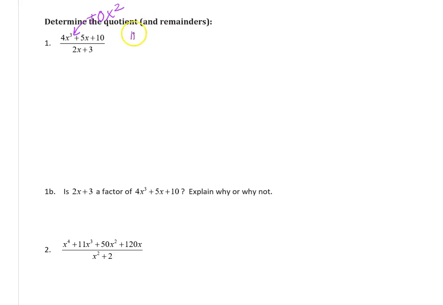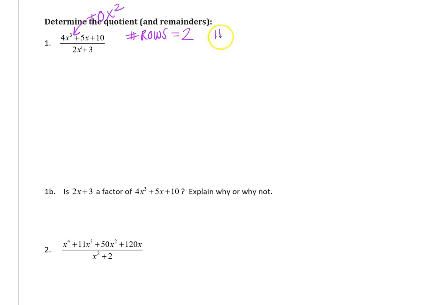Now, the number of rows is always equal to one more than the degree of the divisor, which is the polynomial doing the dividing. The degree, which is the highest exponent on a variable in this, is 1. 1 plus 1 is 2, so I'm going to have 2 rows.